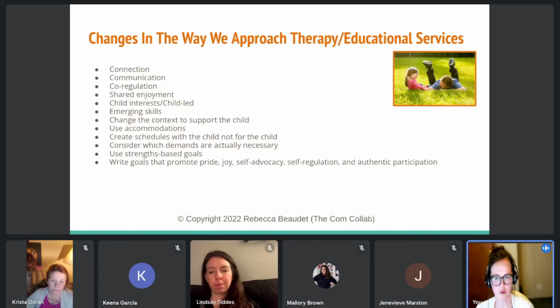After the connection, communication is the next really key component. You want to make sure that you're communicating in a way that is respectful of the child, that's validating of the child, and then that extends all the way up to their families, to your colleagues, to the administration. Communication is key.